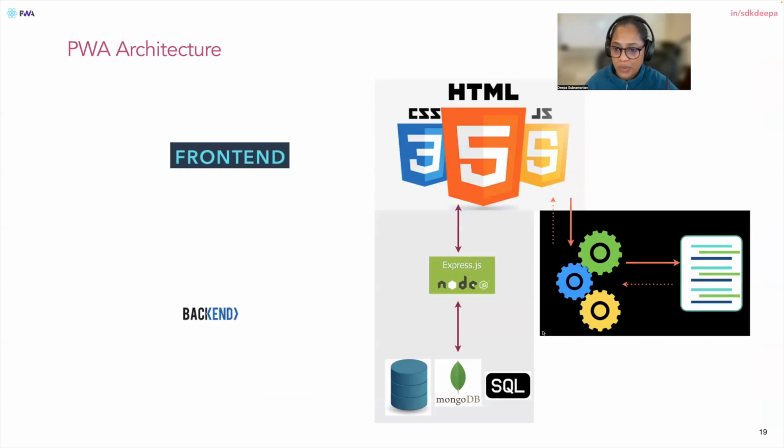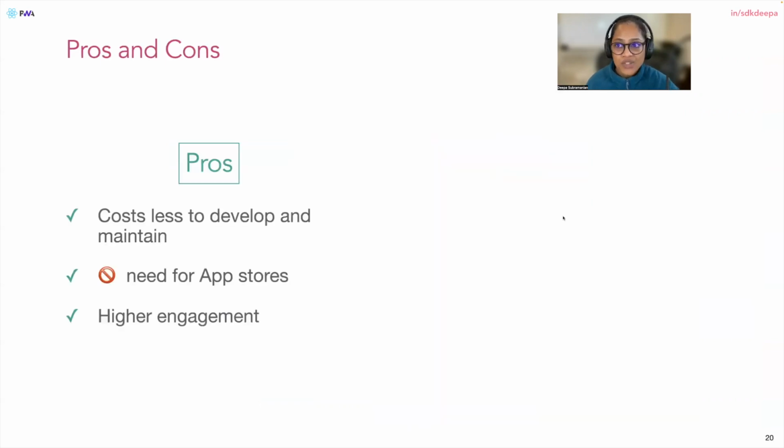but then it goes through a service worker, which runs as a separate thread, and there's a constant background sync that goes on, right? So every technology has benefits and drawbacks. Some of the pros of progressive web apps are that it costs less to develop and maintain.